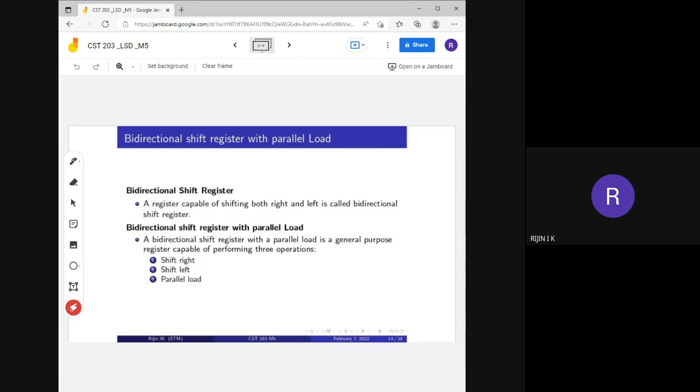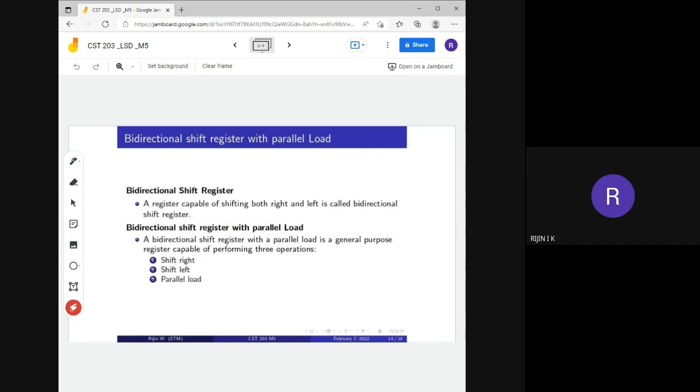From the name itself, you can understand that a bidirectional shift register means the register can shift the data either to its right side or left side, that means either end of the register. A register capable of shifting both right and left is called a bidirectional shift register. Data will be moved from right to left and left to right. Both directions the data can be moved. So that is a bidirectional shift register.